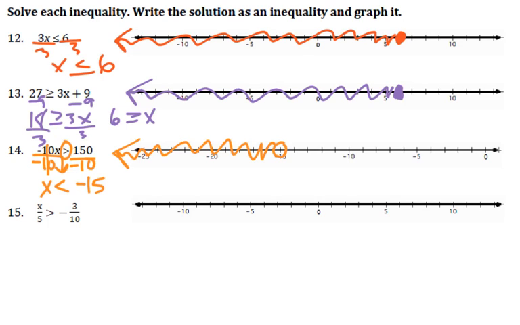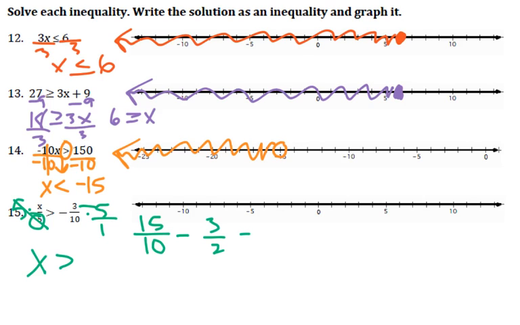On number 15, I want to get rid of this 5, so I times by 5 on both sides. 5's cancel, we get x is greater than. Then 5 times 3 is 15. 10 times 1 is 10. 15 over 10 is like 3 over 2. So basically 1.5, and it's negative, so negative 1.5. So I go to negative 1.5, about right there. It's not equal to, so I make a hollow circle. X is bigger, it's greater, so I draw to the right.